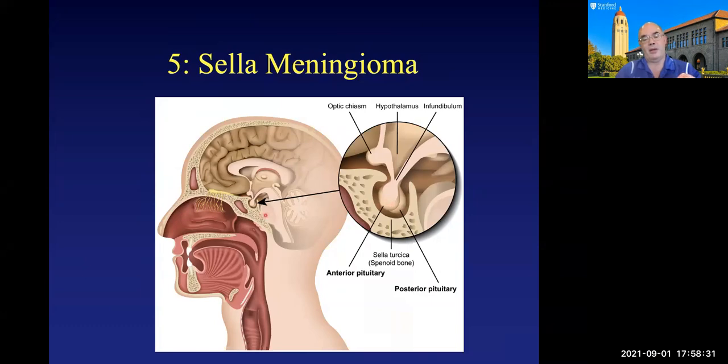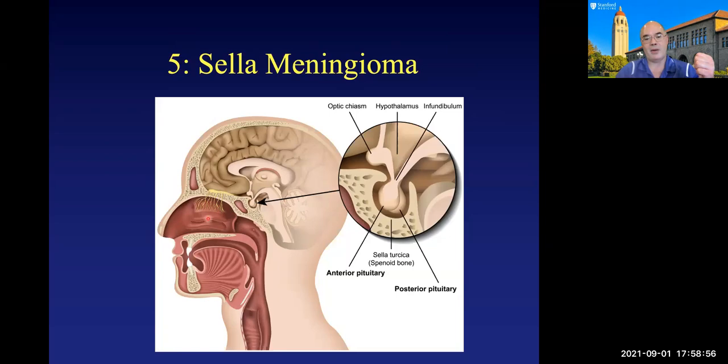Now, in this location, this cartoon shows the nose here and the nasal passage is here. So air comes in, this is how you breathe, and it comes down your throat here. But you can see this is all air all the way down to here. So when you have a meningioma in the Sella location, it is potentially one of the few types of meningiomas that you can treat with an endoscope.